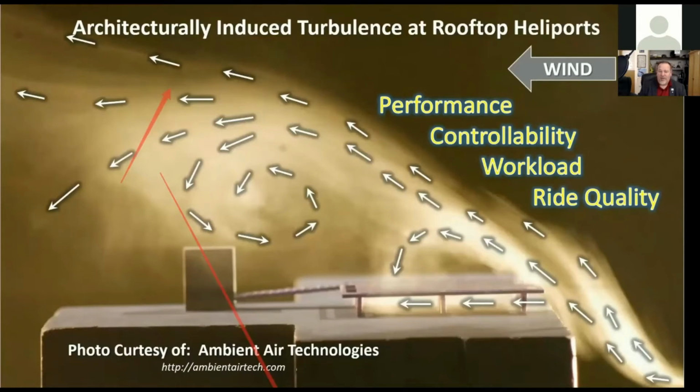Turbulence in urban air mobility infrastructure. So in the urban canyons, this is a wind tunnel test that I was involved in that shows the vortices that you deal with on any given day based on the architecture and the air gap. So we pay very close attention to this because it really has a huge impact on performance of the airframe, the controllability, both the workload on the pilot or the workload on an autonomous system, and then also the ride quality on the person as a passenger.